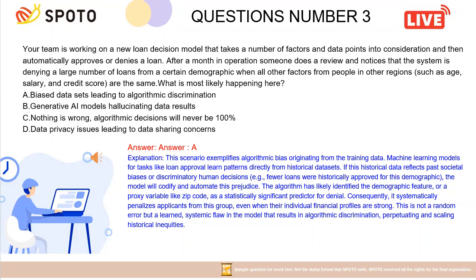The algorithm has likely identified the demographic feature, or a proxy variable like zip code, as a statistically significant predictor for denial. Consequently, it systematically penalizes applicants from this group, even when their individual financial profiles are strong. This is not a random error but a learned, systemic flaw in the model that results in algorithmic discrimination, perpetuating and scaling historical inequities.